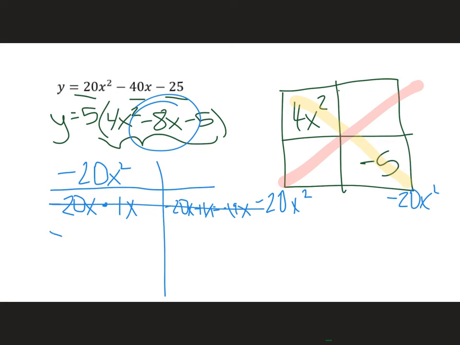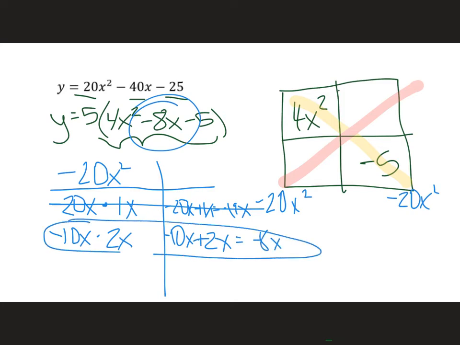Then I'm going to try negative 10x times 2x. Well, negative 10x plus 2x does equal negative 8x. So there we go. I don't even have to check any others. I could, but if I find one that works, might as well stop. So this one would be negative 10x and positive 2x.